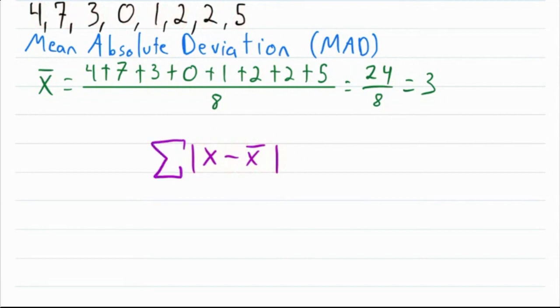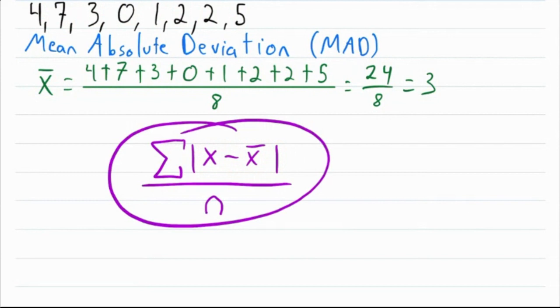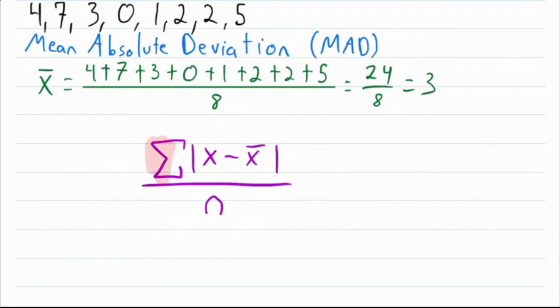And if we wanted to write that using symbols, we could write it like this. This is the generic formula for the mean absolute deviation of a data set. This character here is a capital sigma. It tells us to add up the distances between all of our data points and the mean.